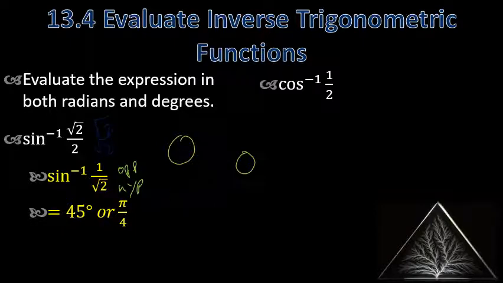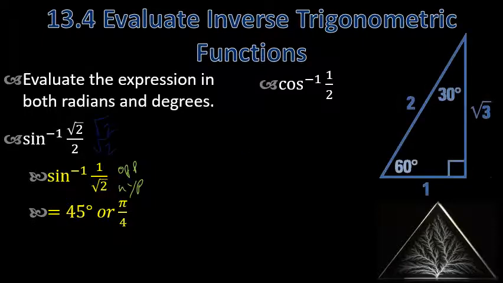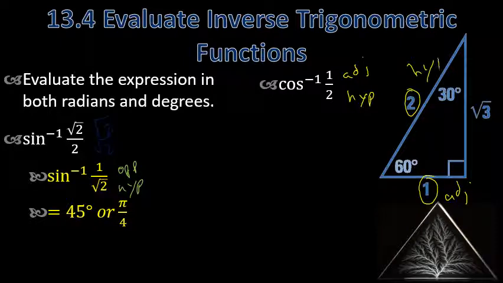How about inverse cosine of 1/2? So we think, oh, it's 30, 60, 90, because this is my 1 and 2. And cosine is adjacent over hypotenuse, so I need an adjacent. The 1 is adjacent, the 2 is the hypotenuse. So that would be the angle. So it's 60 degrees, which is the same as pi over 3.